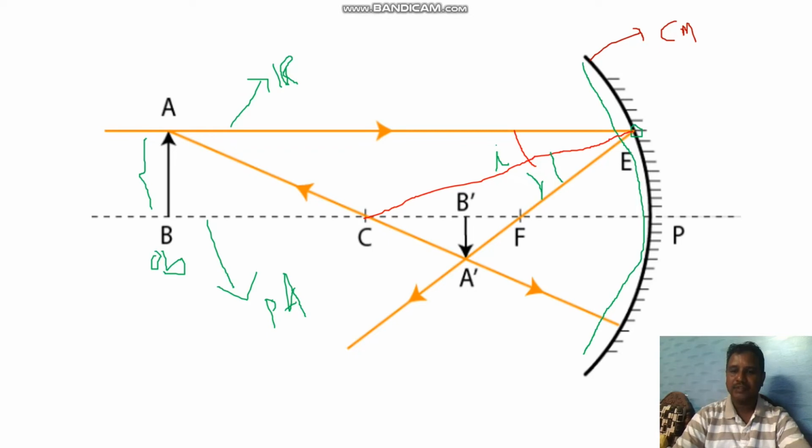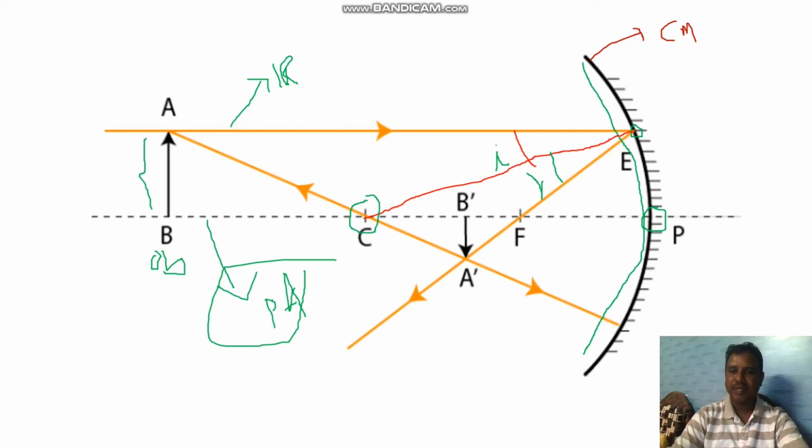Now if you observe, the center point on the mirror is called the pole. The distance from the pole to the center of curvature is called the radius of curvature. The line passing through the pole and C is called the principal axis. This is called the principal axis. Okay. We have come to know what is meant by radius of curvature and what is meant by principal axis.